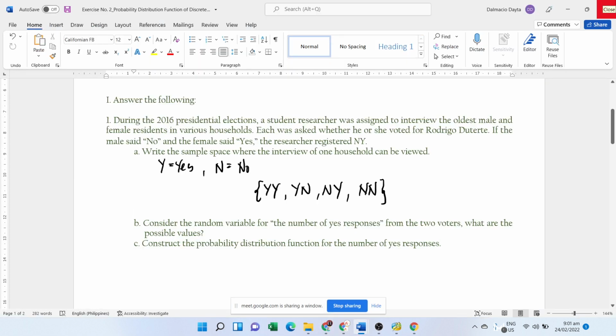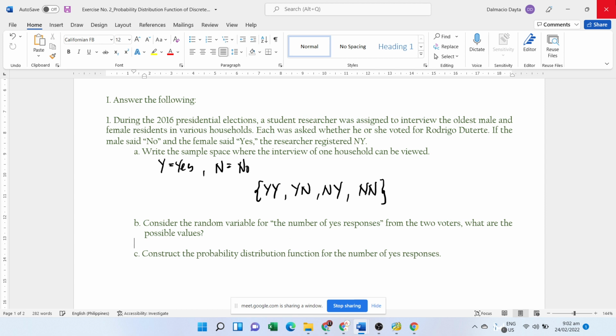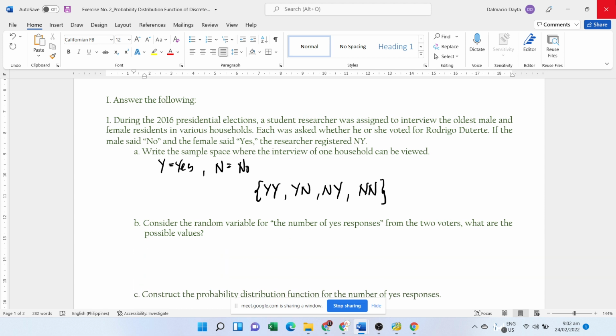So the sample space where the interview may be viewed is YY, YN, NY and NN. Next, consider the random variable for the number of yes responses for the two voters. What are the possible values? So the next thing to do before you can write the probability distribution is to identify the possible values for your random variable. The random variable, according to the video lesson, is assigned by the researcher, in your case, by the teacher, by the problem. No? And it says here that the random variable will be the yes responses.